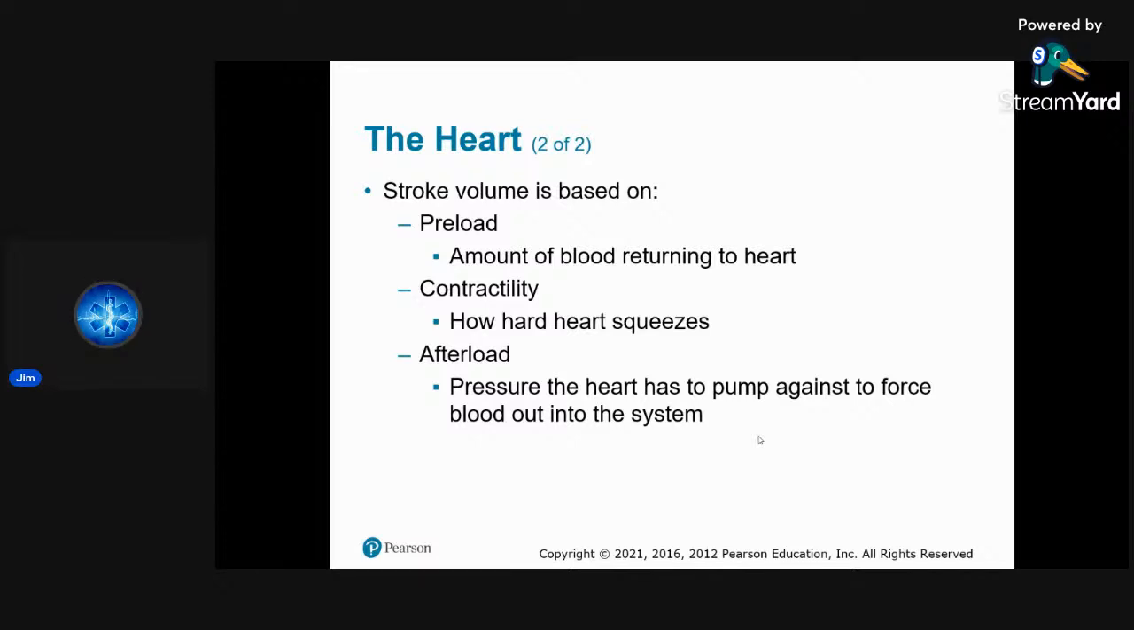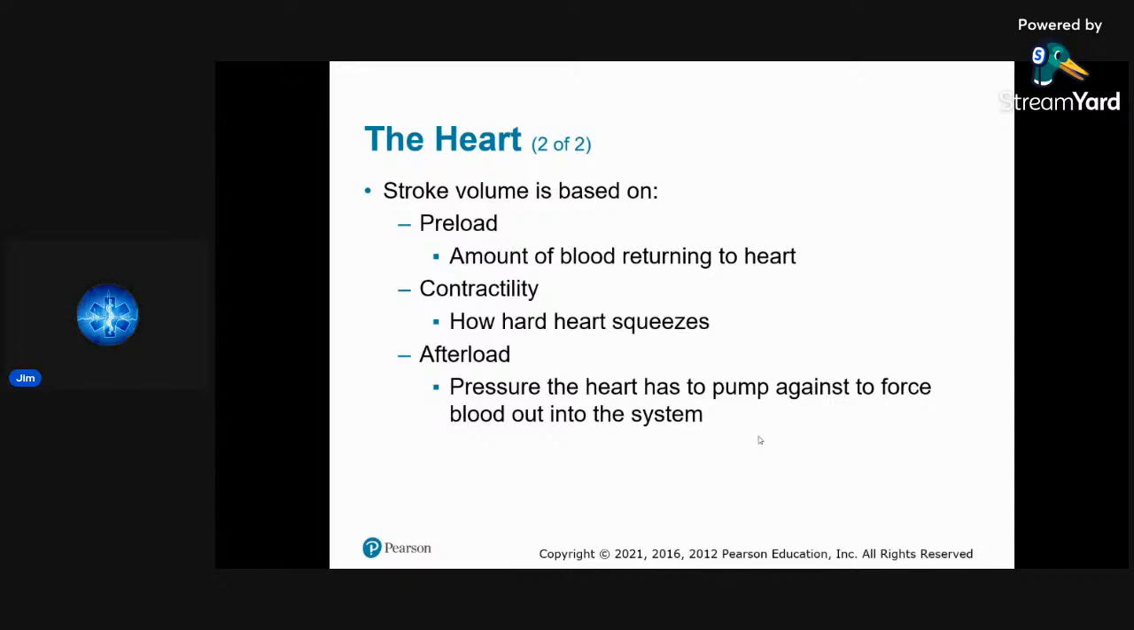The stroke volume is based on preload. That's the amount of blood returned to the heart, right? So we've got to have a certain amount, your preload. Contractility is how hard it squeezes. If it squeezes super hard, you may be squeezing out 100 ml. If it squeezes too softly, you may only get like 50 ml.